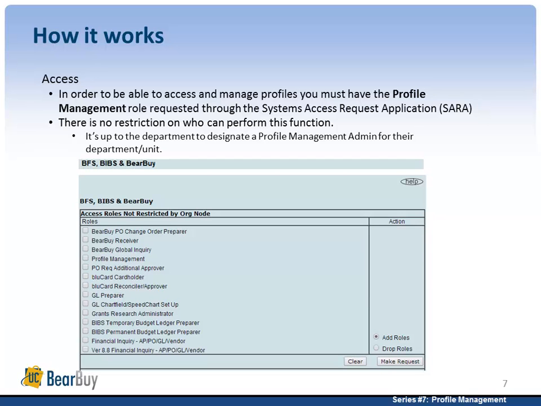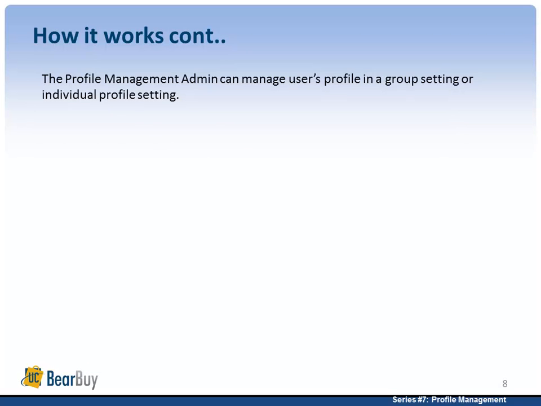So when in SARA, this is how the screen will appear. You'll have to select the checkbox right next to Profile Management, and then select the Make Request button. From here, you'll have to submit your request to your department approval, and once approval has been made, the system administrator will grant the access, and you should receive an email confirmation. So once access has been granted, the profile management admin can manage users' profiles in a group setting or individual profile setting. Let's go over both of these settings right now.